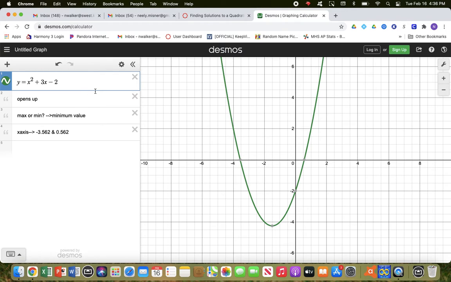I will give you the equations on the Canvas assignment. You'll just type them in, look at the graph here on Desmos, and then go back to Canvas and answer the question. If you want to split your screen, it might be helpful.